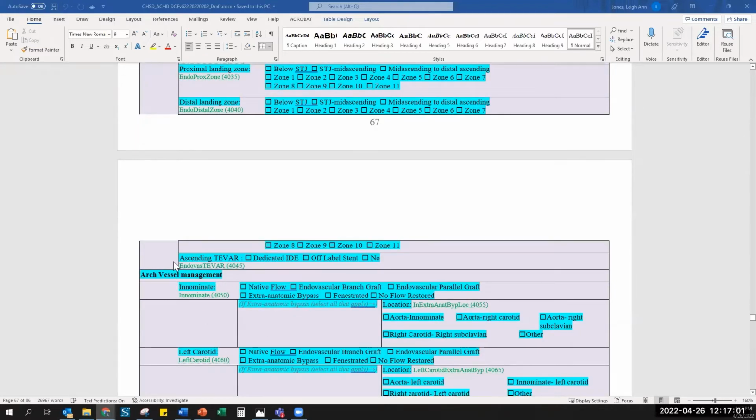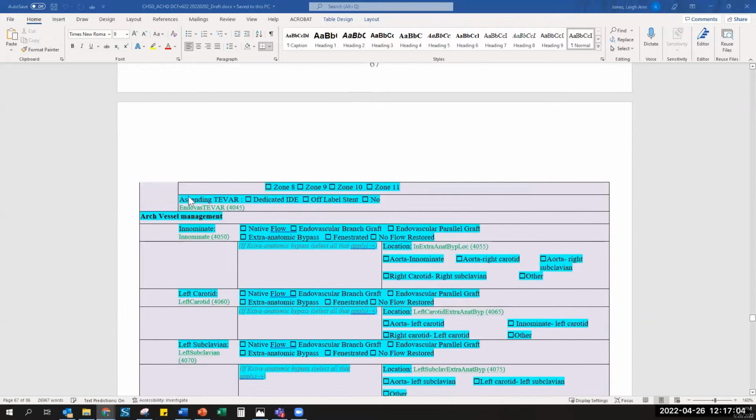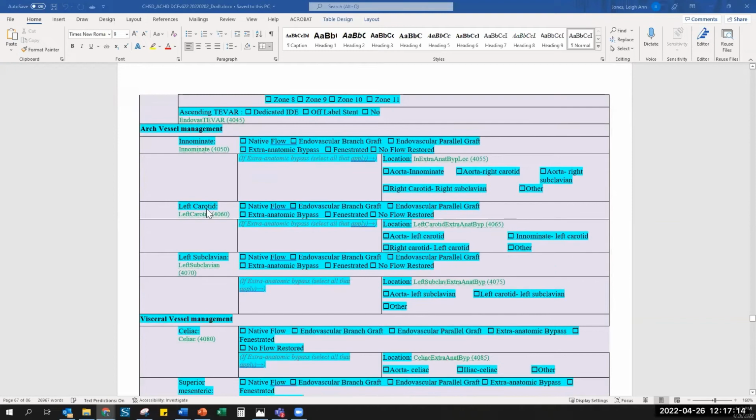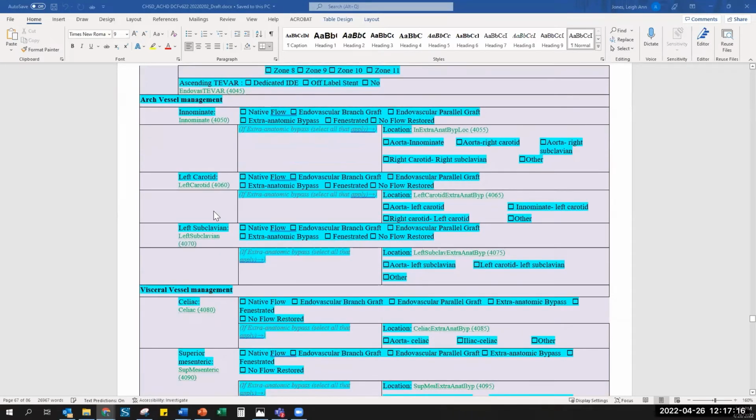And then they want to know, did you do an ascending T-bar? Basically, this is to identify whether a stent graft was placed in zone 0, which is a region spanning from the sinotubular junction to the innominate artery, that was dedicated as sort of an off-label stent, or kind of like an investigational device. I don't see this done that often, but you might see it. And so there's a question for that if you do see that.